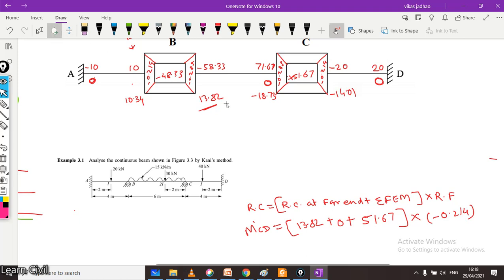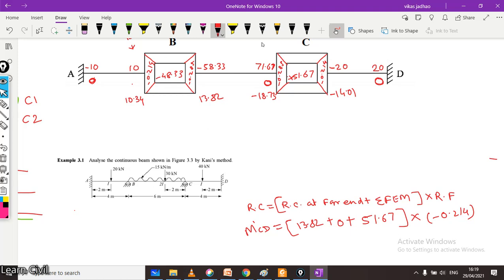Okay, so like this the distribution rotation contributions are calculated for different members. This is cycle number 1. We have to do the iteration in a number of steps until the values are the same. So again we will be doing the iteration at joint B, finding out the rotation contribution at joint B. Now we have to find the new rotation contribution for joint B in cycle 2.